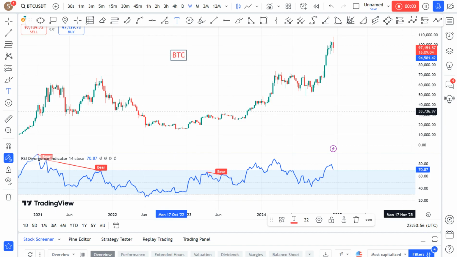So let's look at BTC/USDT perpetual swap using our RSI divergence strategy. This is a weekly time frame. Every price action here represents a weekly candle.